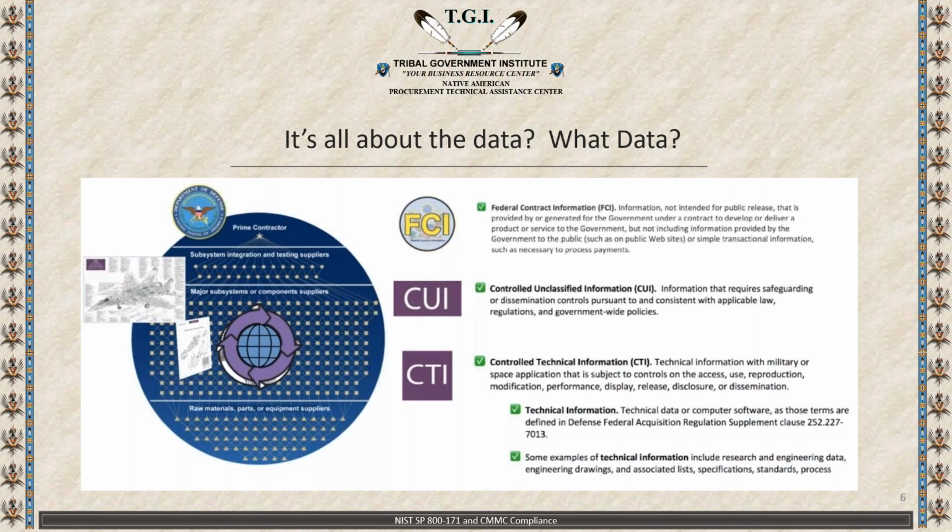Federal contract information is the information that is not publicly available or intended for public release that is generated between the government and its prime contractors and subcontractors about the execution of a contract, and is not included in the technical data as a category of CUI is defined. Federal contract information could be anything.